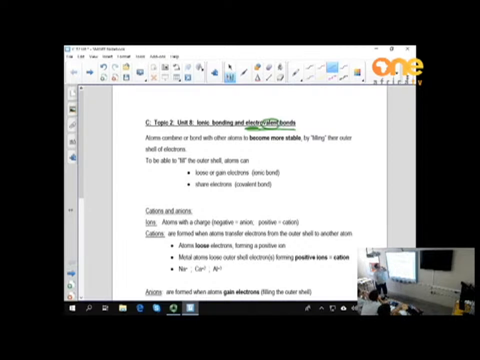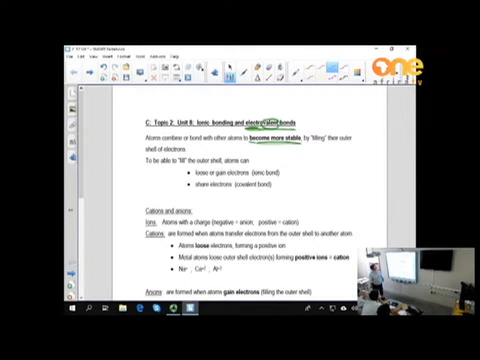All right, atoms combine to bond with other atoms to become more stable. That's the only reason for forming a chemical bond. If I make a compound that is unstable, it doesn't really help, because it's going to naturally react and break down to something more stable. So when elements in nature react with other elements, they form more stable compounds. For example, the iron in the ground is mined as iron oxide or iron sulfide because it's more stable than the pure iron.